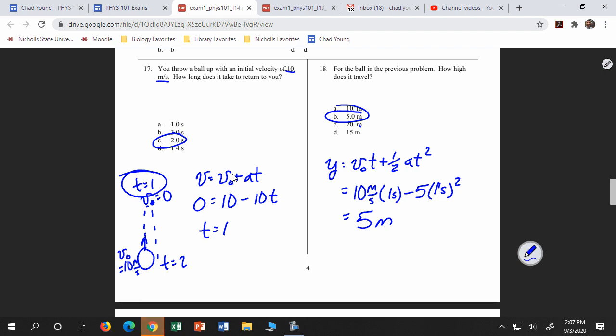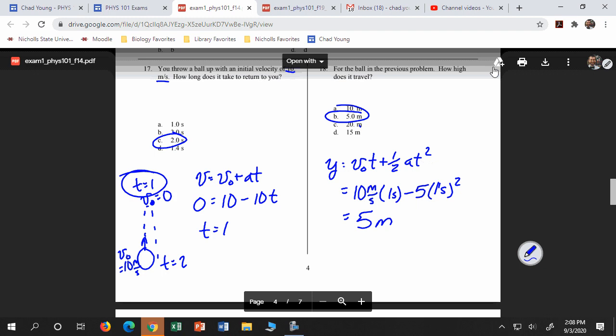No excuse for getting those wrong. They're not that complicated. It's just you need to practice them a little bit. So no excuse if you get that one wrong. I want everybody to get it right. Right? No excuses? No excuses, right? I get those right. Okay.